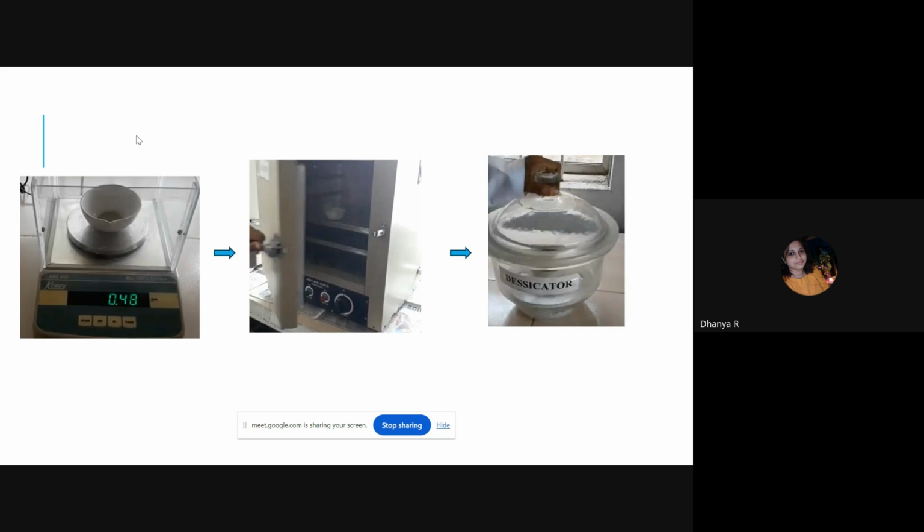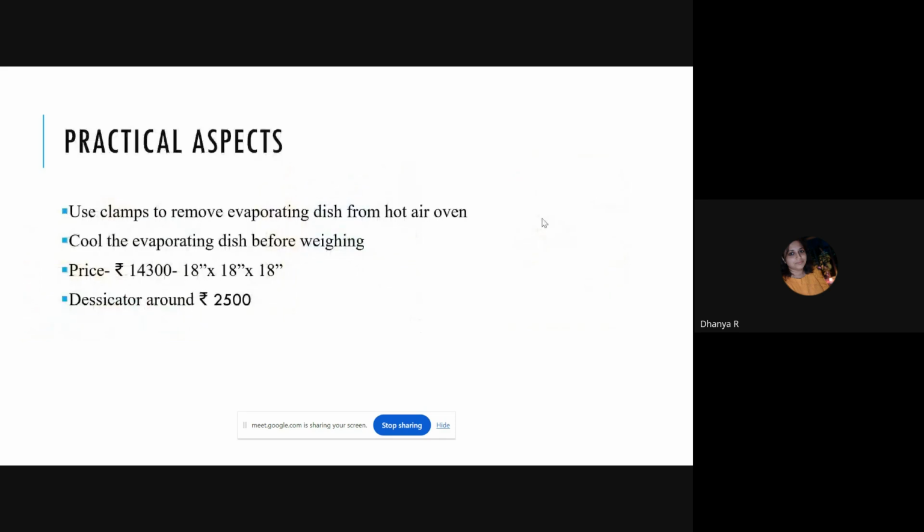It is kept in the hot air oven at 105 degrees Celsius. There is a temperature knob over here. You can adjust it to 105 degrees centigrade and keep it for 1 hour, and then take it and keep it in the desiccator. Allow it to cool, and then take the weight. This is noted as W2, and you have to subtract W2 from W1, divide by W1, into 100. That is the moisture content.